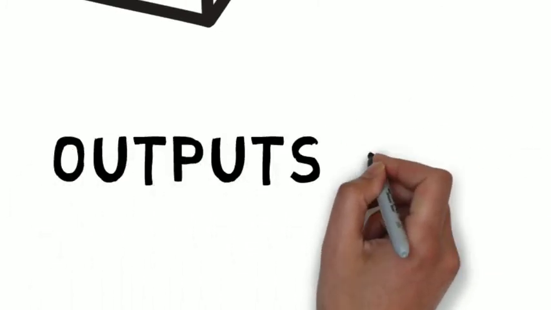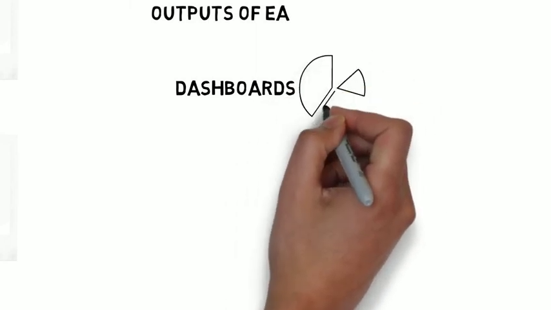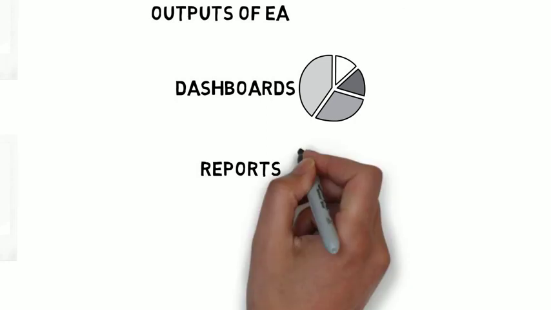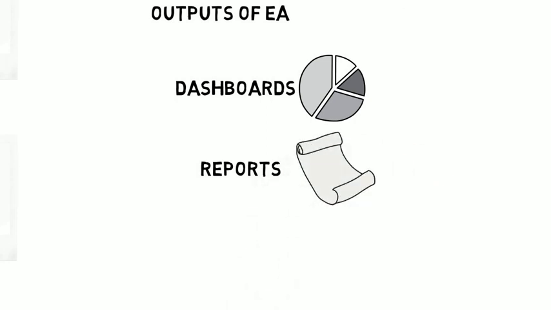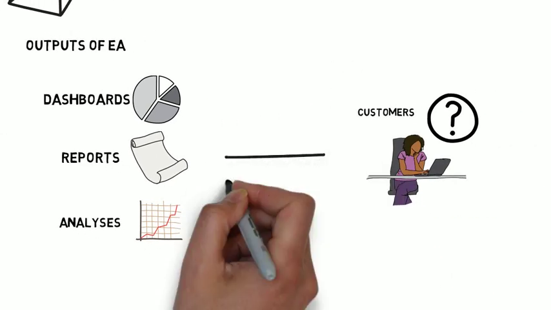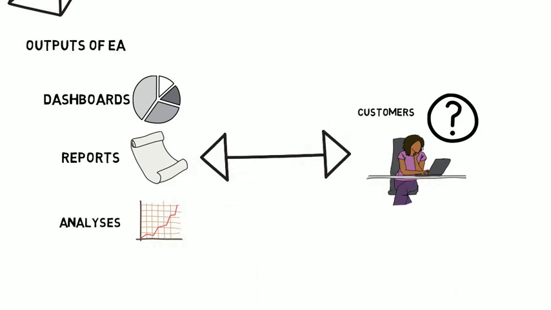Some types of products produced by EA would include dashboards, collections of material that provide actionable information; reports, which could include items such as service catalogs or data dictionaries; and analyses, examples of which would include business cases and analysis of alternatives. By working closely with its customers, an EA program can provide measurable value back to its organization.